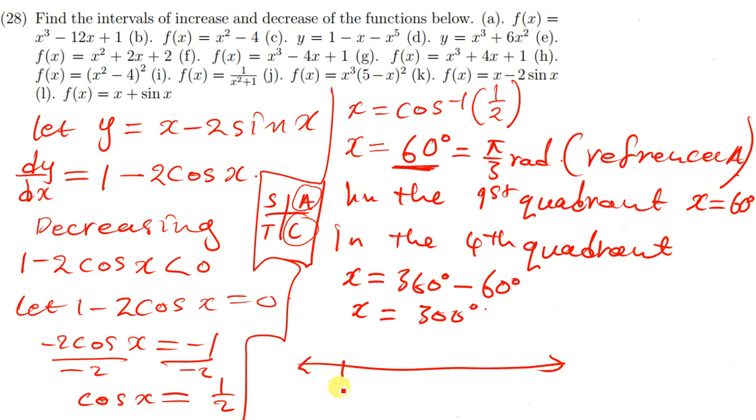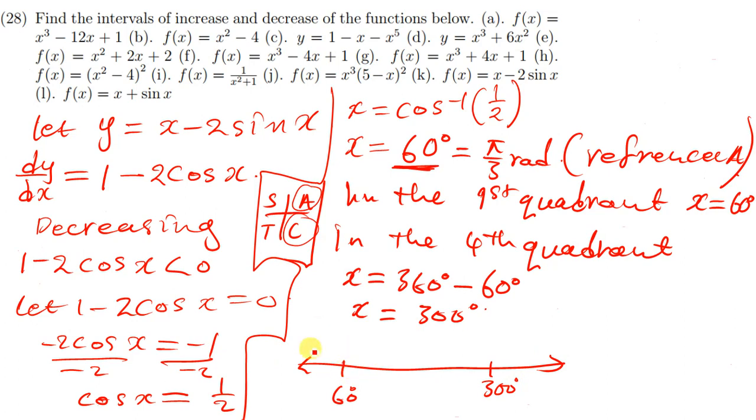So we're going to have 60 degrees there. We'll also have 300 degrees there. Let us find the interval in which this function is increasing and decreasing. So how do we find that?